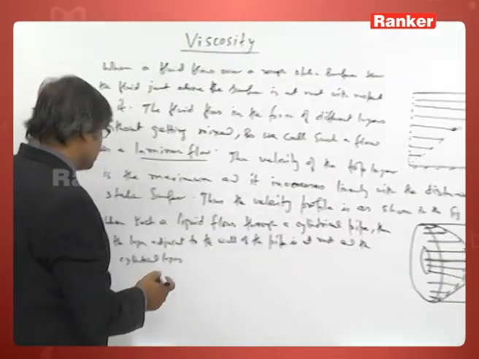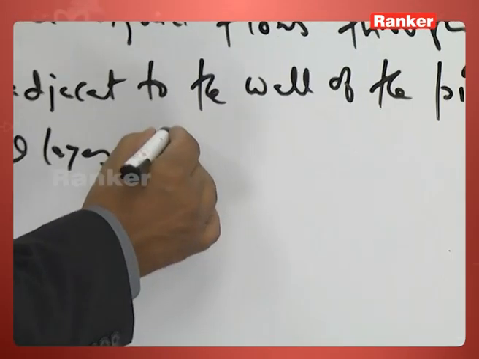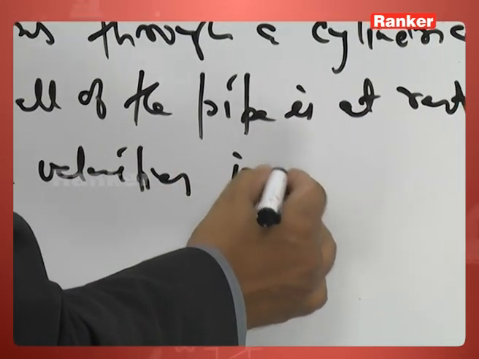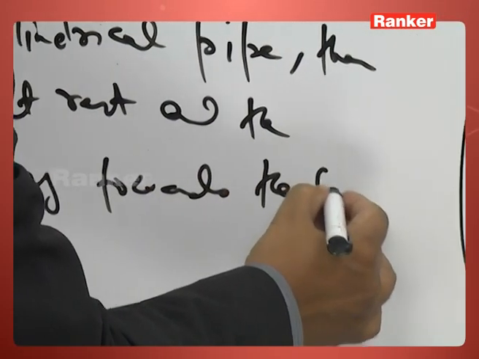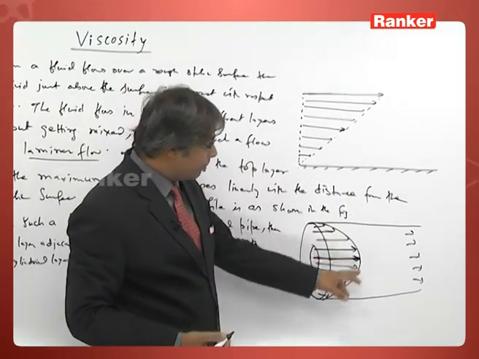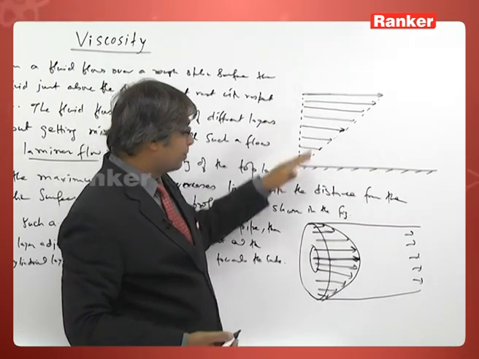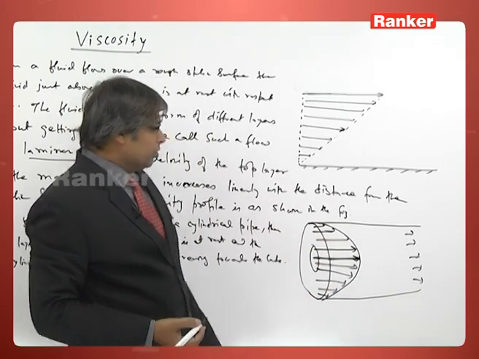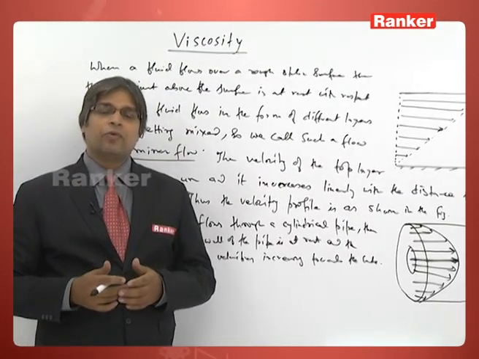The layer adjacent to the wall of the pipe is at rest and the cylindrical layers will have velocities increasing towards the center. This is not a linear profile; we will see later on that it is actually parabolic. So, for a plane surface it will have a linear profile and for this we have a parabolic profile. Now, we will see what Newton's law of viscosity is.